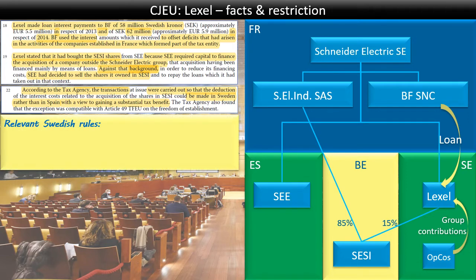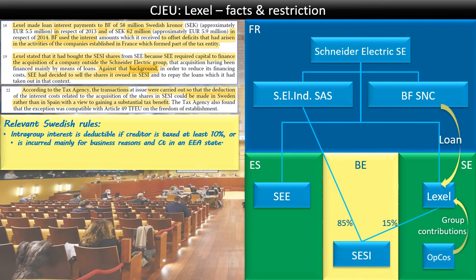And then just a summary of the Swedish rules that are relevant here. First of all, intragroup interest is deductible if the creditor is taxed for at least 10%, right? That's the first rule if the creditor is abroad, right? However, it is also deductible if it's taxed for less than 10% and is incurred mainly for business reasons, the loan, and the creditor is in an EEA state, so either an EFTA state or an EU state, right? Because those two together make the European Economic Area.